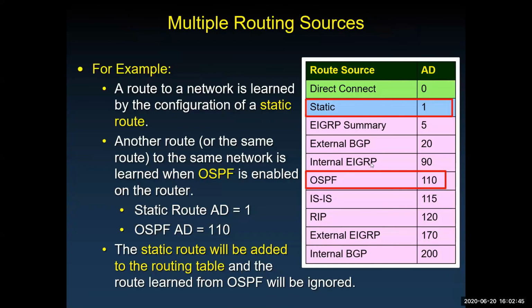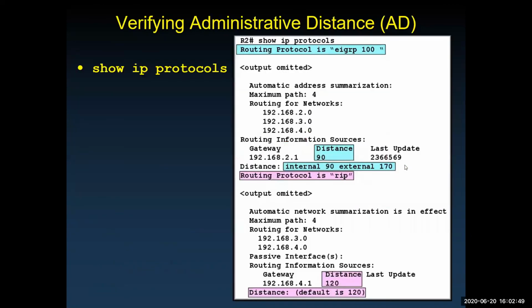Kanina, ayun na 90. Internal EIGRP. Tama. No? Ito naman, distance 120. Anong protocol to? Admin distance. Actually, makikita nyo dito. Ayan, sa taas lang. RIP. EIGRP. Okay? So, ganun pagbasa. Anong gateway IP address? 2.1. Dito naman, 4.1. Okay? So, ganun lalabas.